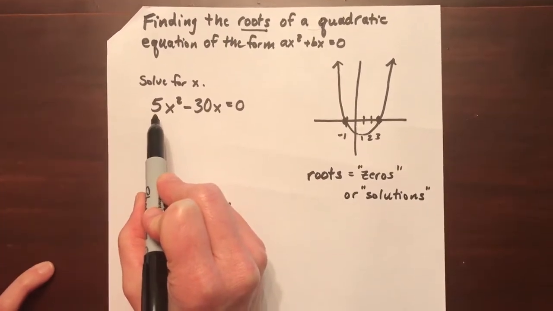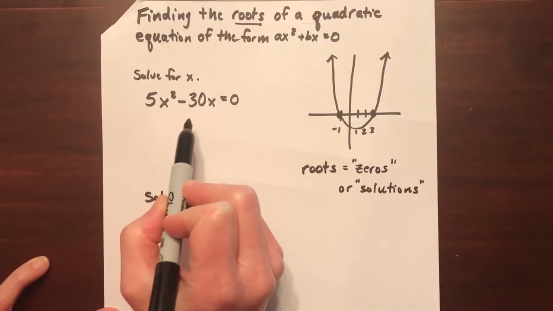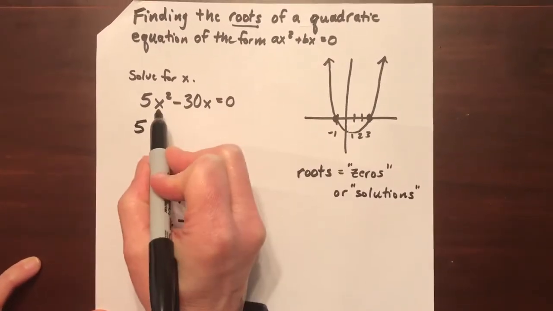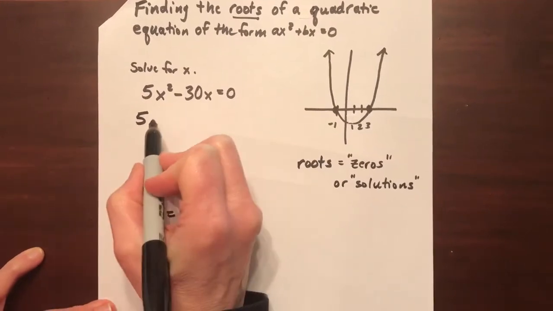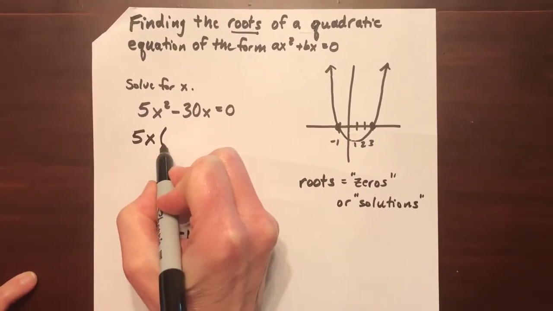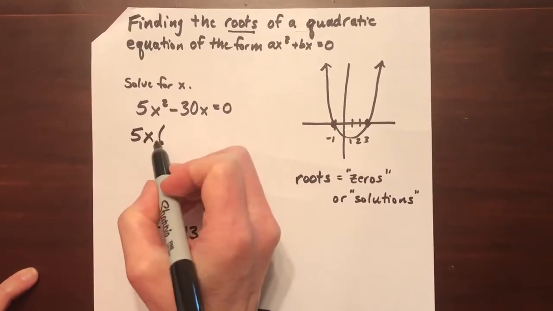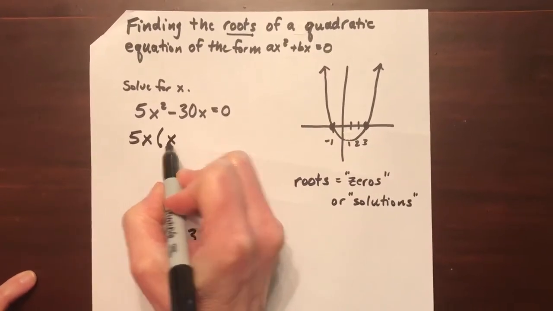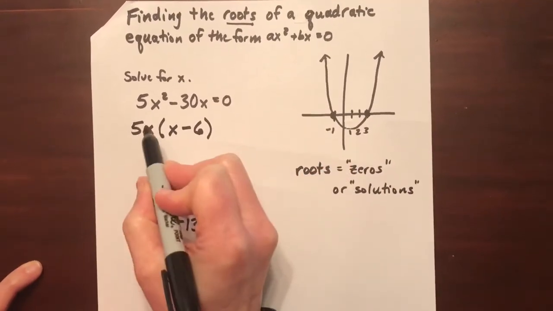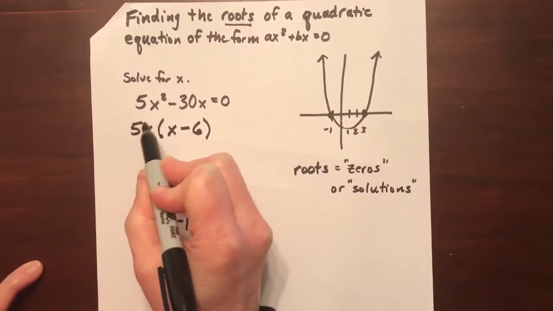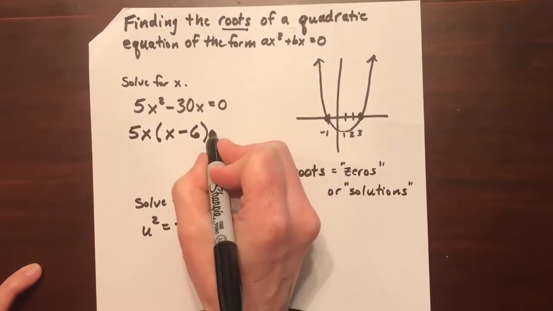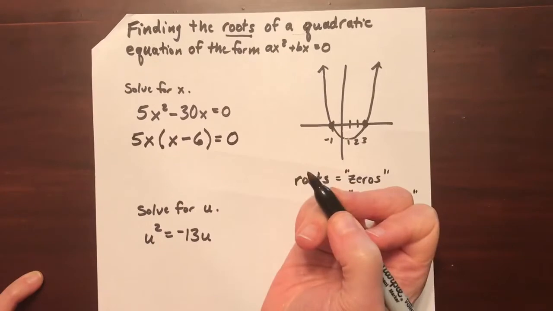5 would go into both 5x squared and 30x. And so I can take out a 5. I also notice that each of these terms has an x, and so I'm going to take out an x as well. When I factor out the 5x from each term, that leaves me with x minus 6 remaining. So that if I were to distribute this 5x to both terms, I'd have the 5x squared minus 30x again. So that's equal to 0.